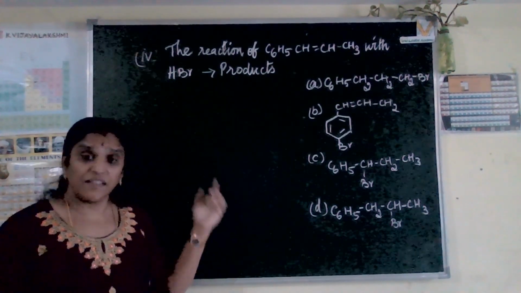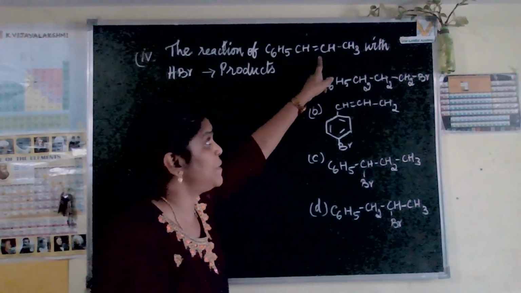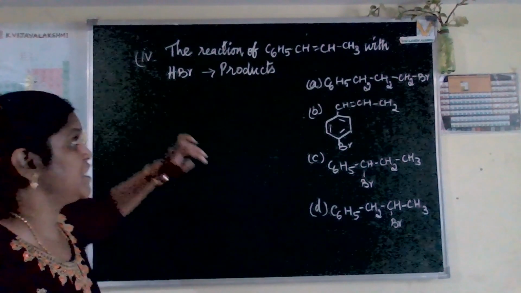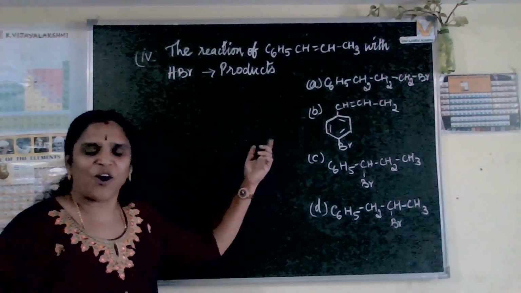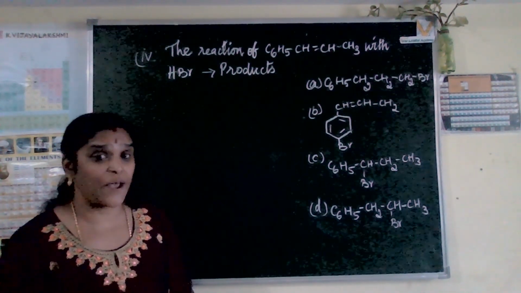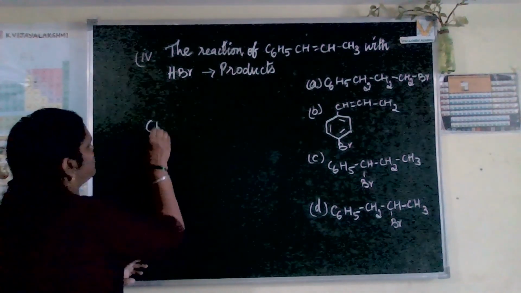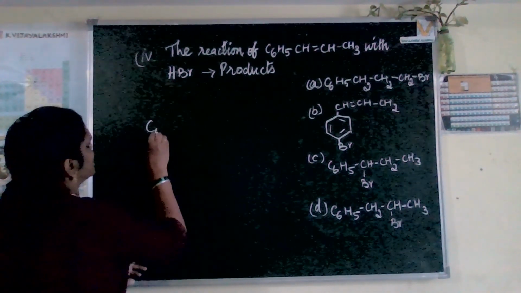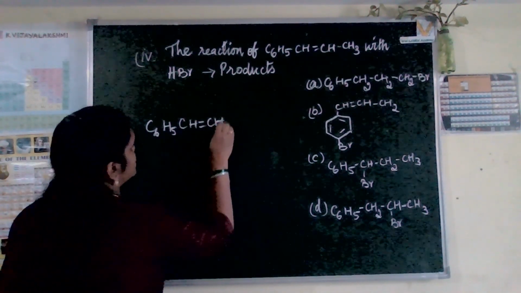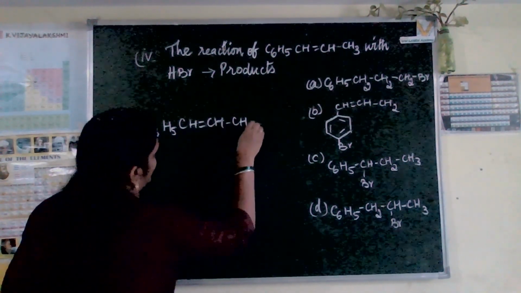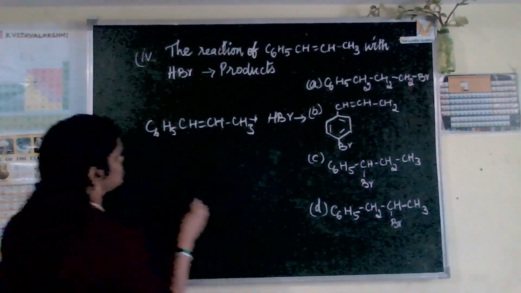Take the next interesting question. It is the reaction of C6H5CH double bond CHCH3 with HBr. HBr along with an alkene: the famous rule, I hope you remember, is Markovnikov's rule. Let us identify the product. C6H5CH double bond CHCH3 combined with HBr gives what?